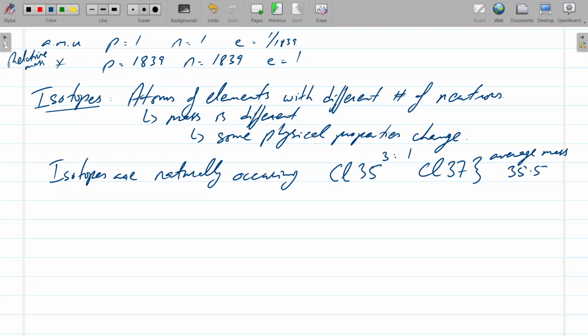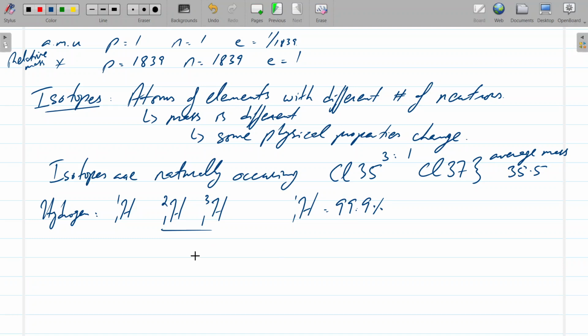Hydrogen has 3 isotopes. So you've got the regular hydrogen with 1 proton and no neutron. Then you've got deuterium with 1 proton and 1 neutron. And then you've got tritium, with 1 proton and 2 neutrons. Now, H-1 is like 99.9% abundance. So that's basically what you get.